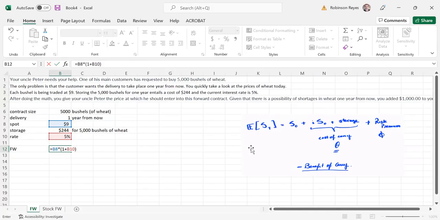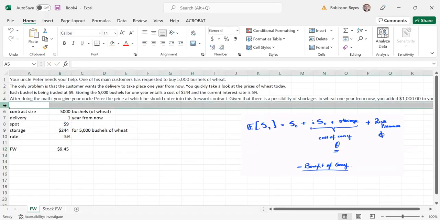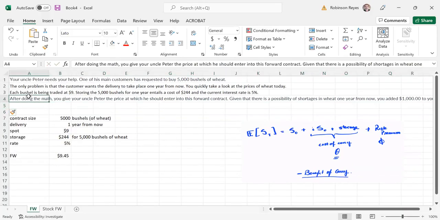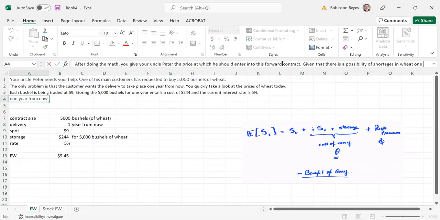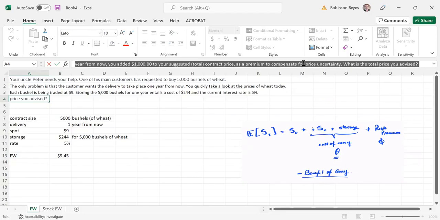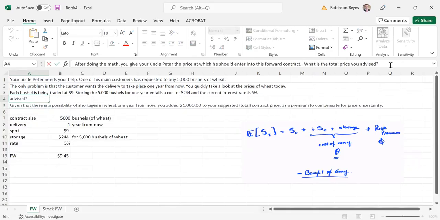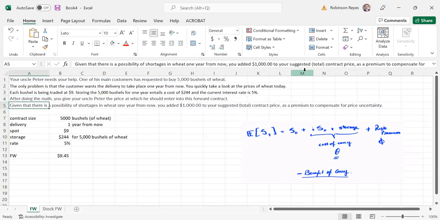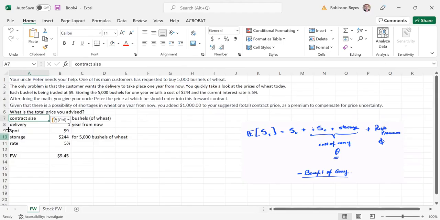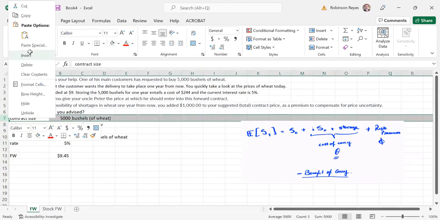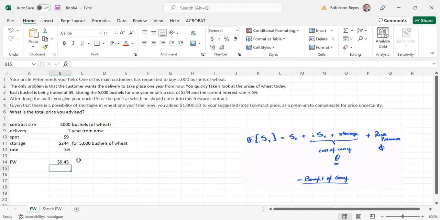And then we have risk premium. And if we look at the question, there is one portion of the question that we have right by the end, which is, given that there is a possibility of shortage, we are advised to add $1,000 as a premium to compensate for price uncertainty. Finally, what is the total price we should advise? Right? So we have this forward price.